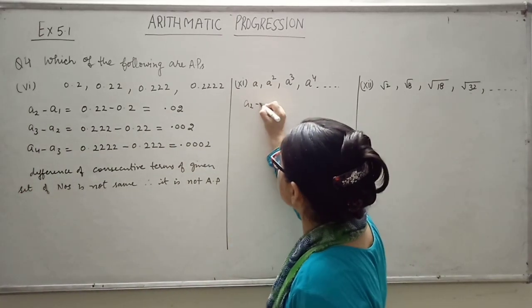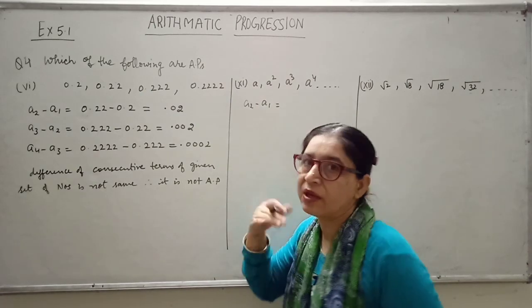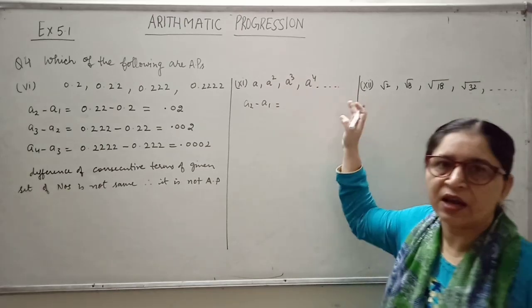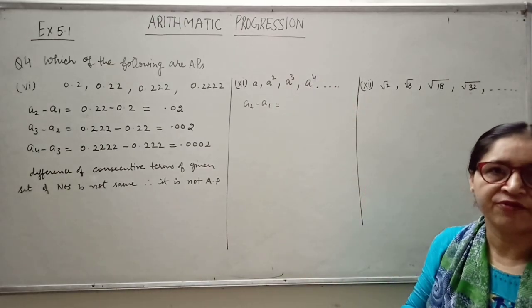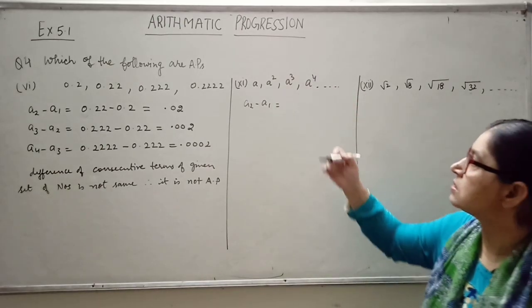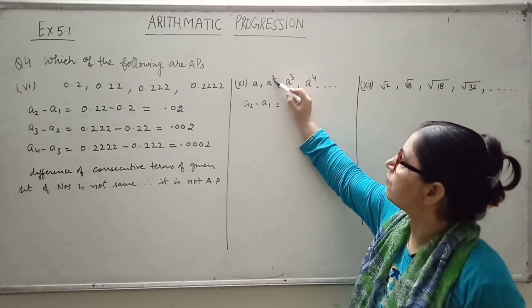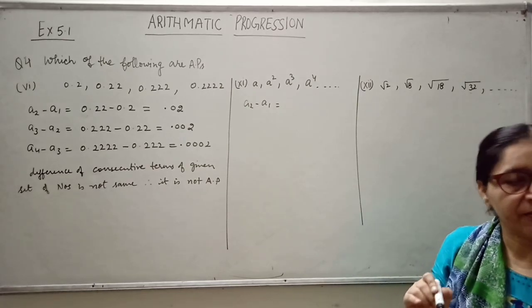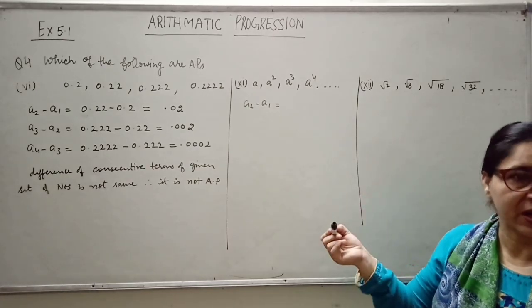This is A2 minus A1, and let me tell you in the beginning only, whenever any set of numbers is there, any sequence is there in which every next term, means the power of every next term is increasing, then it is never an AP. ये AP नहीं होता है. चलिए अभी प्रूफ भी करके दिखा देते हैं.